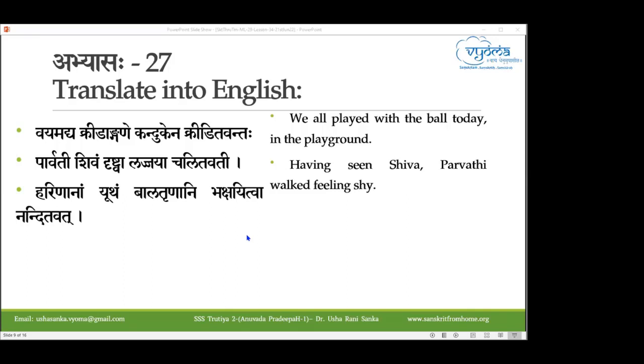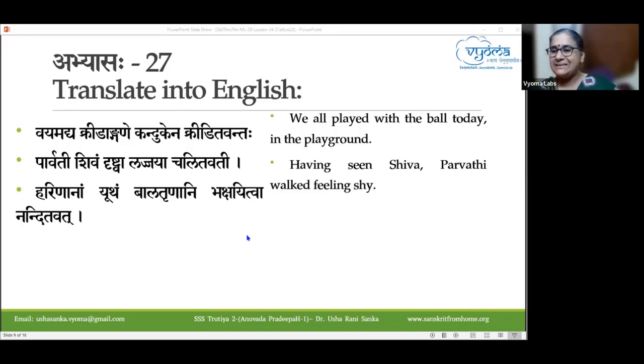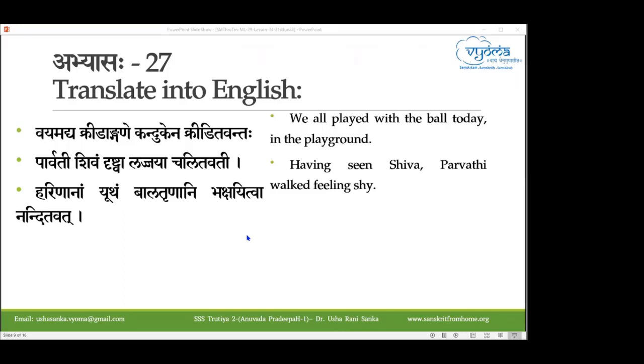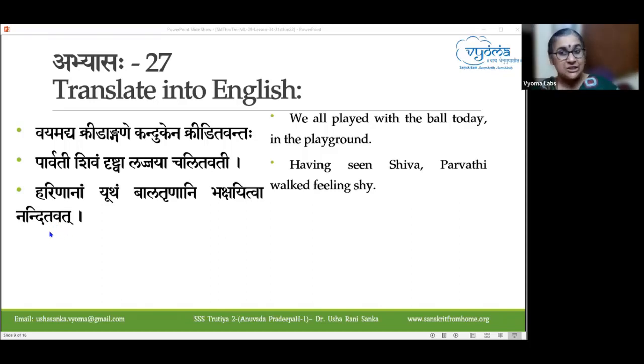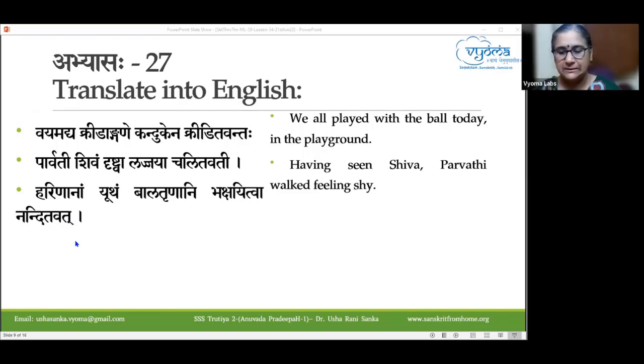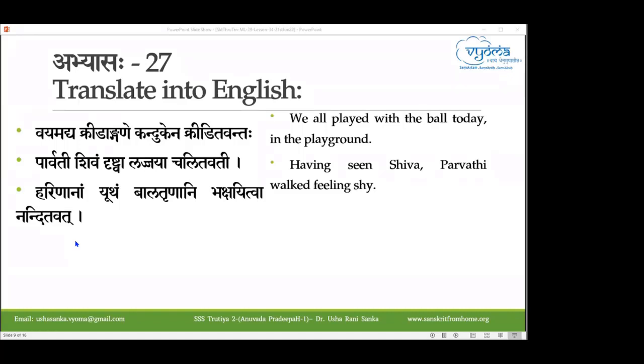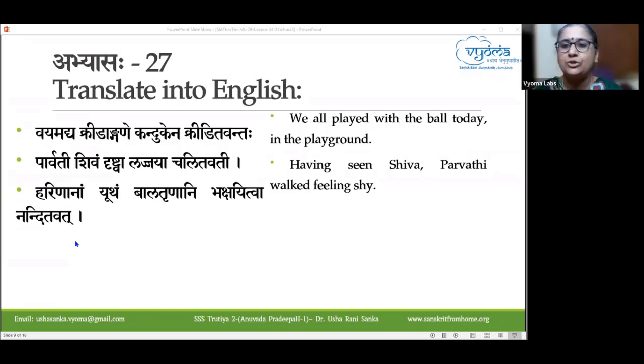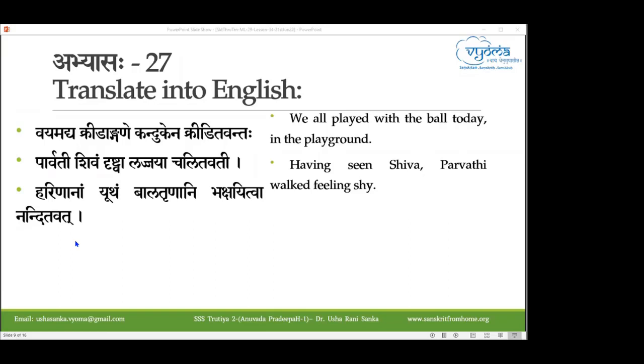Nanditavat, not Nanditvat. See, the ta is full. Nanditavat. What is Nanditavat? Nand is to feel happy, and tavat is the same. Having eaten green grass, the deer felt happy.